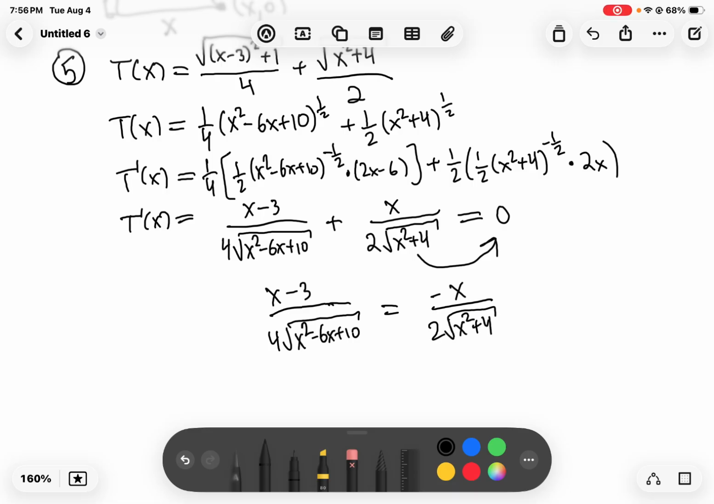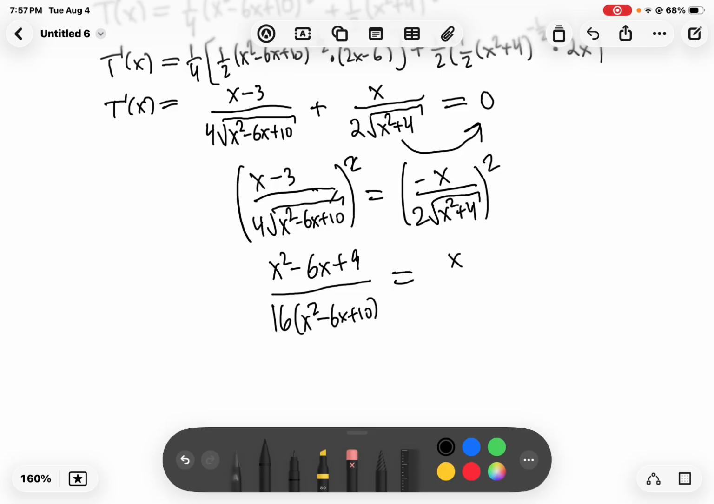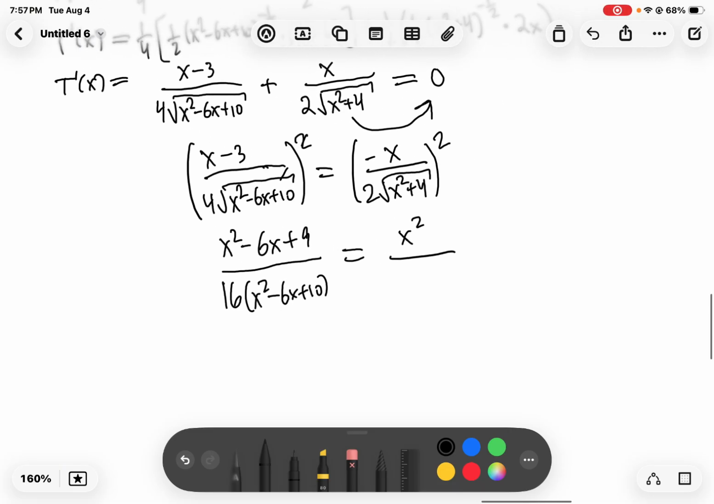All right, so now we can go ahead and square both sides. So we have x minus 3 squared, so that's just x squared minus 6x plus 9 all over this denominator squared. So 4 squared is 16, and then the square root and square cancel. So we're just left with x squared minus 6x plus 10. And that's equal to negative x squared, which is simply just x squared. And then again, in the denominator, we have 2 squared, which is 4. And then the square root and square cancel again. So we have x squared plus 4. All right, very good. So now we can cross multiply.